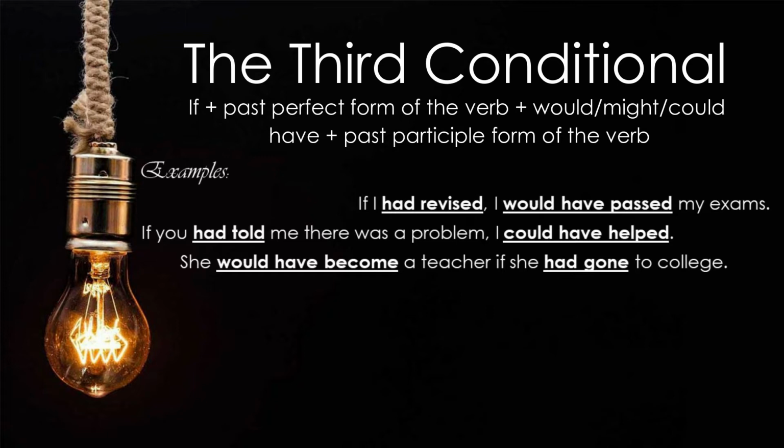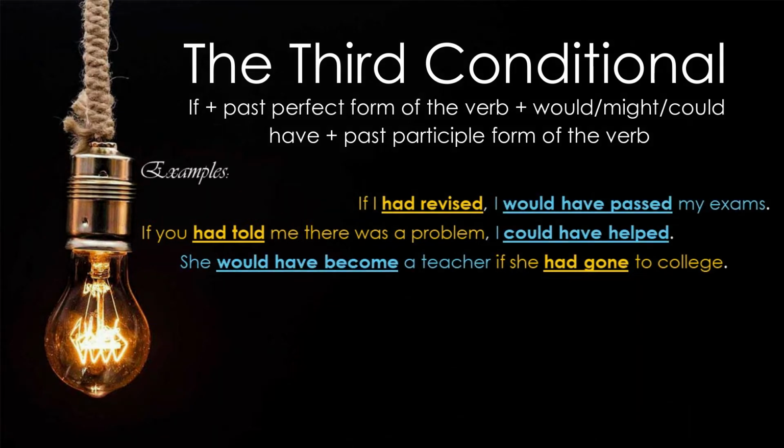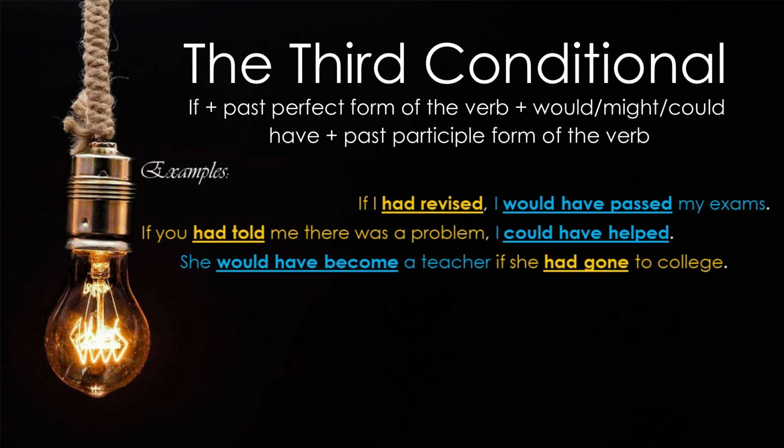In these sentences, called third conditional sentences, the first part of the sentence with if didn't happen. So there is no possibility of the second part of the sentence happening. I did not revise, so I did not pass my exams, and there is nothing I can do about it now. English speakers use this type of sentence to show how things could have been different.